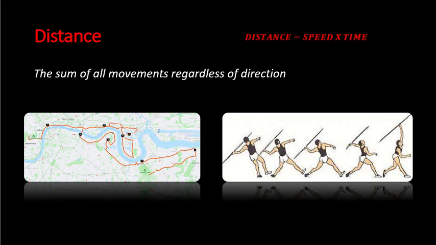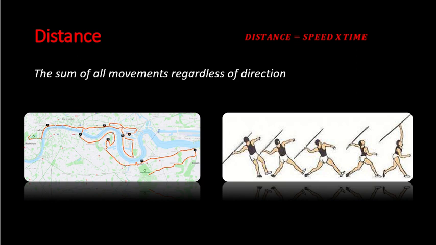So distance is the sum of all movement from a person or object regardless of the direction that it's going in. Distance is usually measured in meters or centimeters, and the equation is shown as distance equals speed times time. Distance is a scalar quantity because it has no regard for the direction, therefore it's only a scalar measurement.